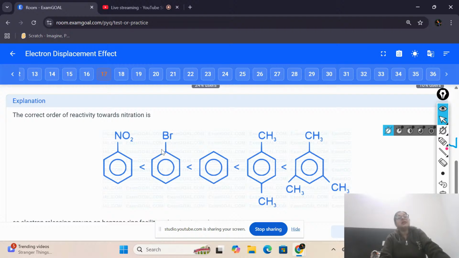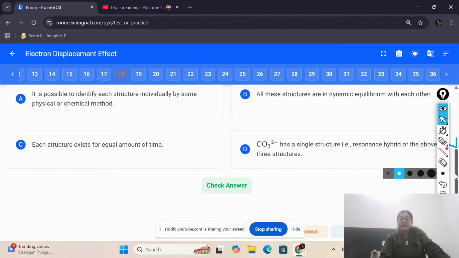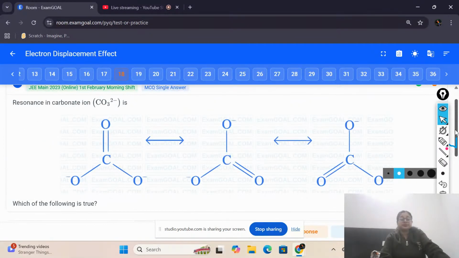Then benzene. This is ortho-para but a deactivating group. All the halogens are deactivating groups. And then meta directing groups, which are deactivating groups. Meta directing groups are always deactivating groups.